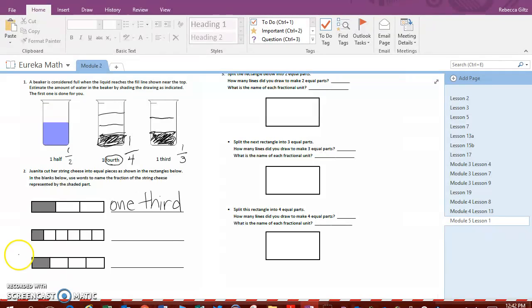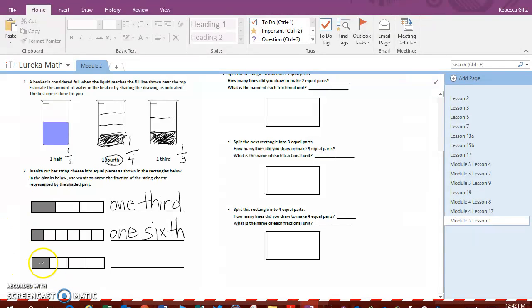Okay, look at the next one. We have 1 piece shaded again, so I'm going to write that word 1. I'm going to count up the total pieces, and this is including the one that's shaded. You need to know how many pieces make the whole string cheese. So it's 1, 2, 3, 4, 5, 6. So that is called 1/6. And you made both of these in your fraction strips on Wednesday.